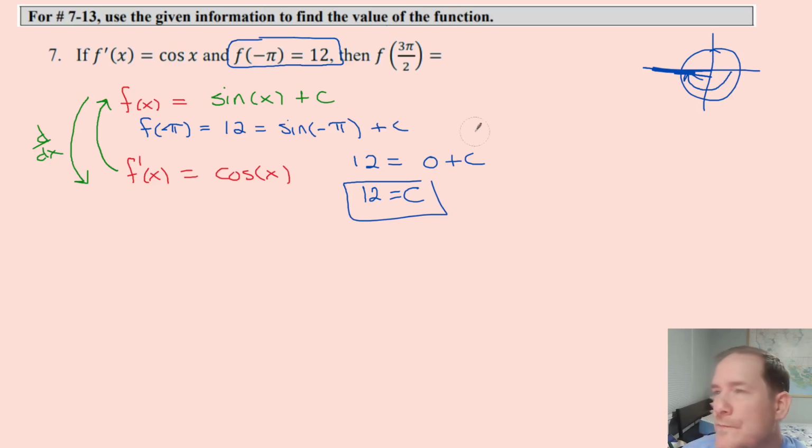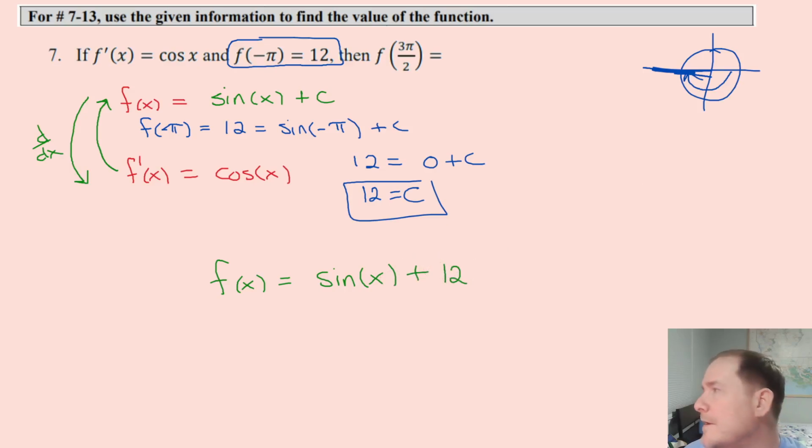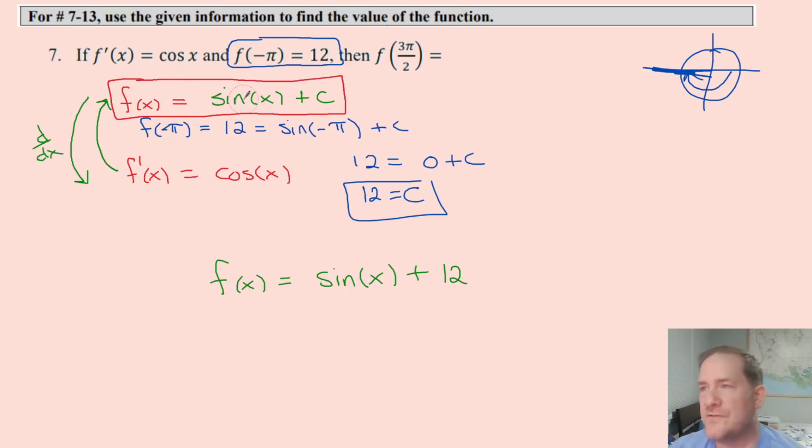So we now know that f of x is not sine of x plus c, it's literally sine of x plus 12. So here's what just happened. We went from the general antiderivative, which had a plus c in it, to the specific antiderivative. We found the value for c because they gave us a data point about our antiderivative that allowed us to pinpoint what c had to be in the context of this problem.